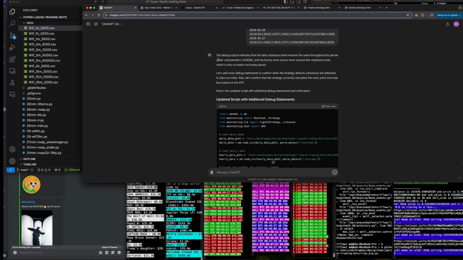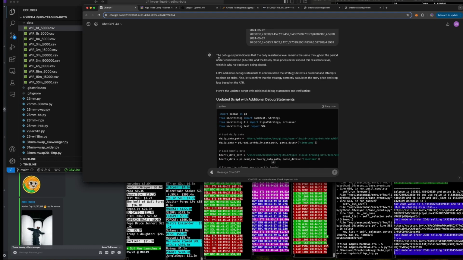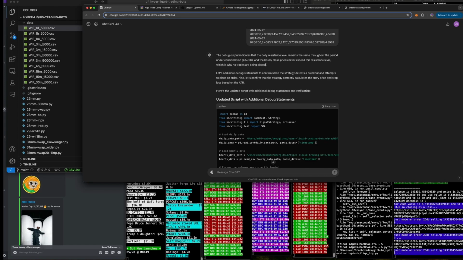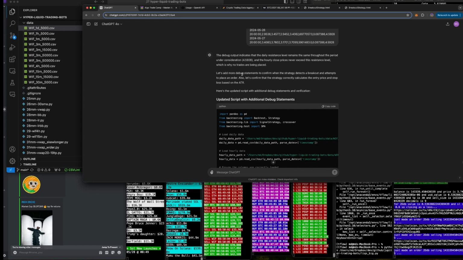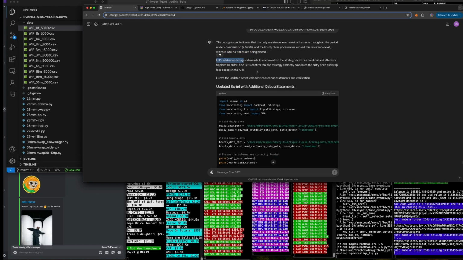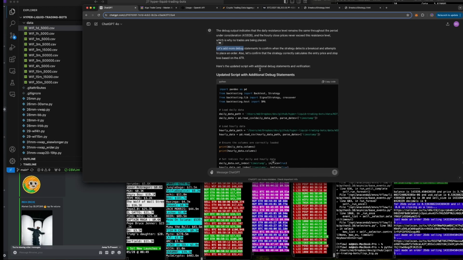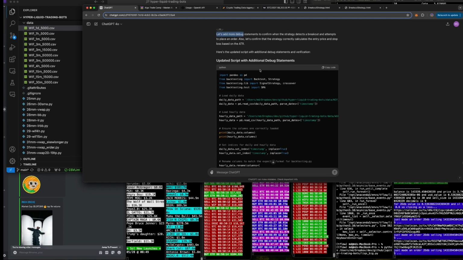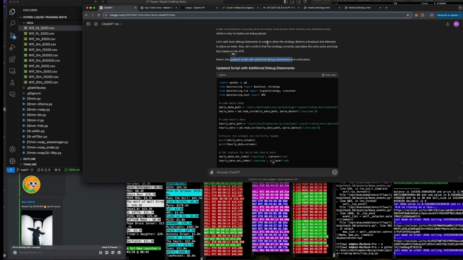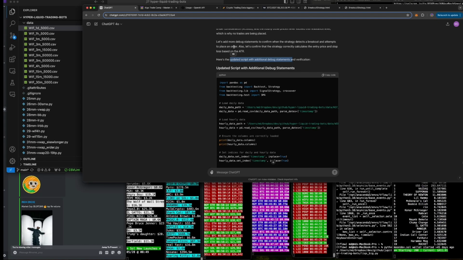So let's go ahead and see here. The debug output indicates that the daily resistance level remains the same throughout the period under consideration, 4.59, and the hourly close price never exceeds this resistance level, which is why no trades are being placed. Yeah. Let's add more debug statements here. Here's an updated script with additional debug and verification. Let's add more debug statements to confirm when the strategy detects a breakout and attempts to place an order.